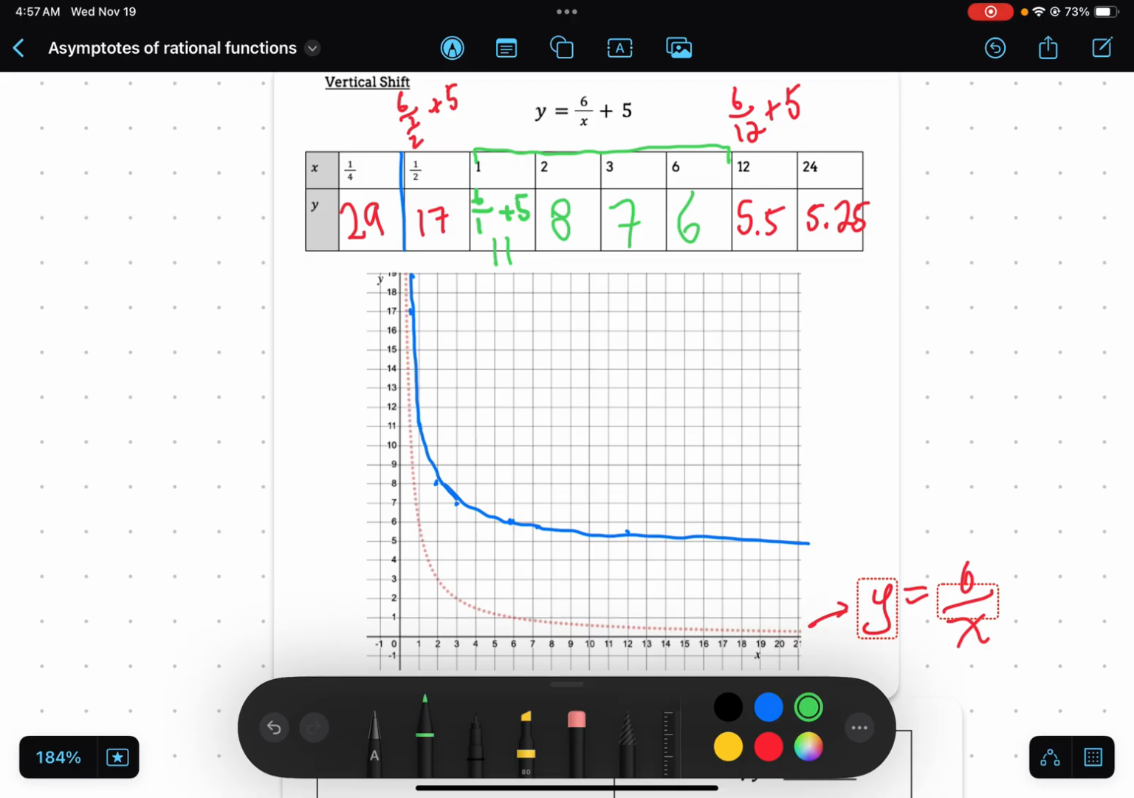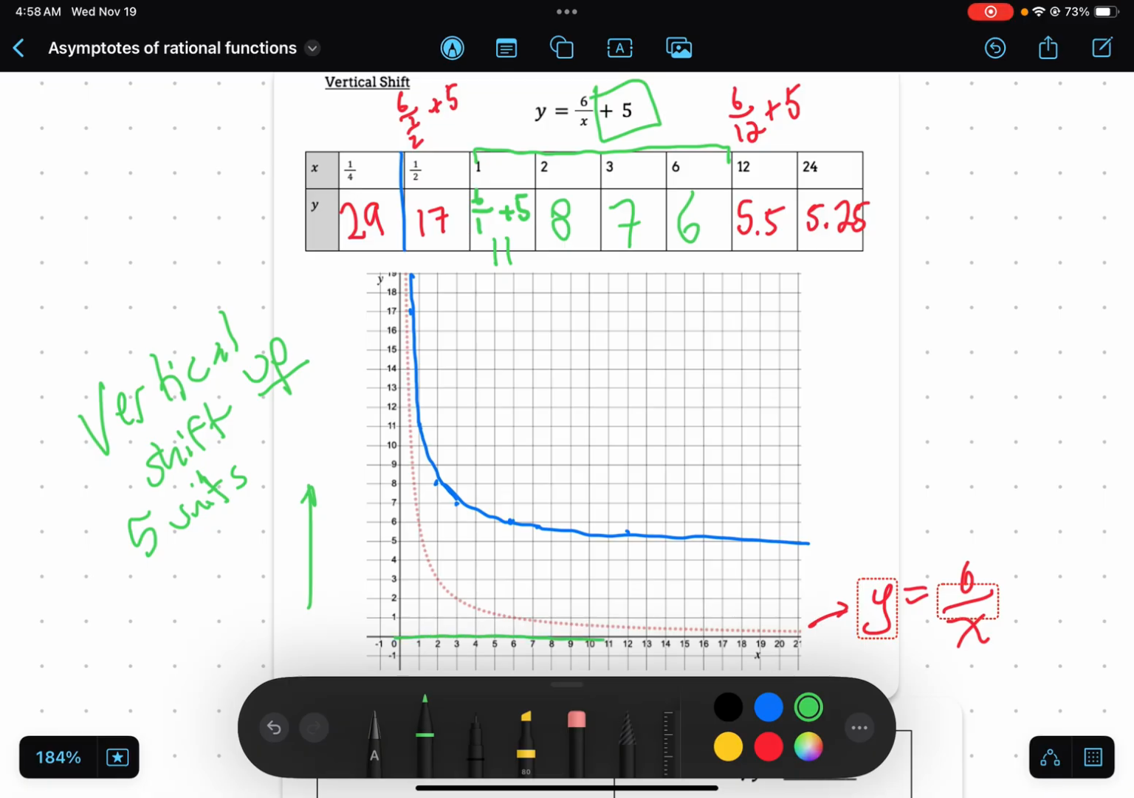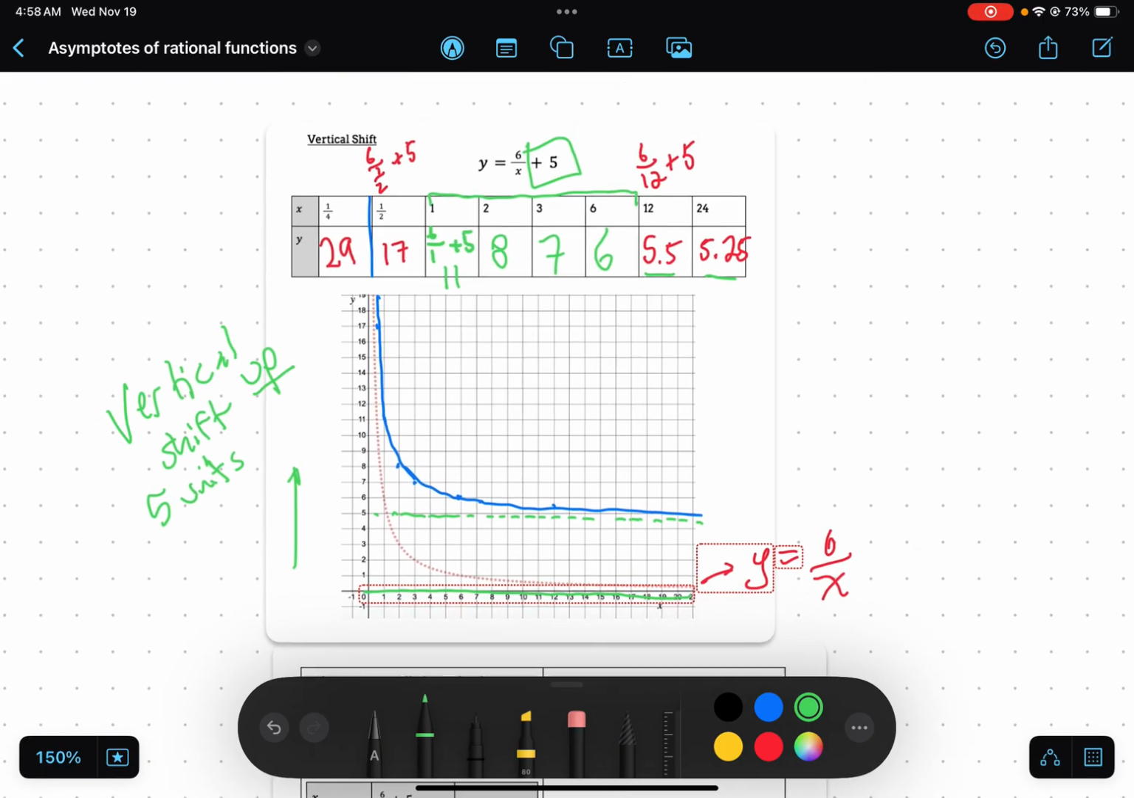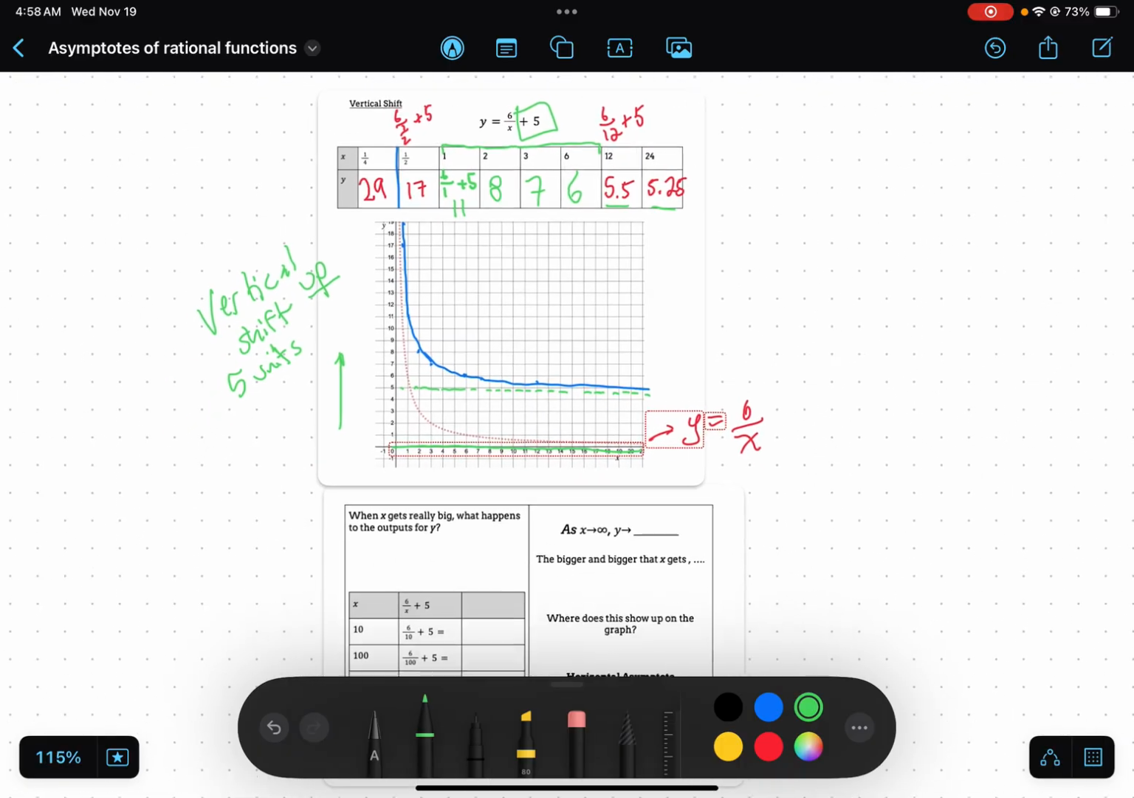So as you're looking at it, it should look like the exact same shape, but shifted up 5 units. So this plus 5 is a vertical shift up 5 units. My graph just moved up 5 spaces. So how does that change our asymptotes? Maybe you can imagine or visualize that before, our asymptote was right here at 0. Now you can see by looking at these numbers, it looks like it's getting closer and closer to this line right here. So we're going to talk about that by looking at some data.